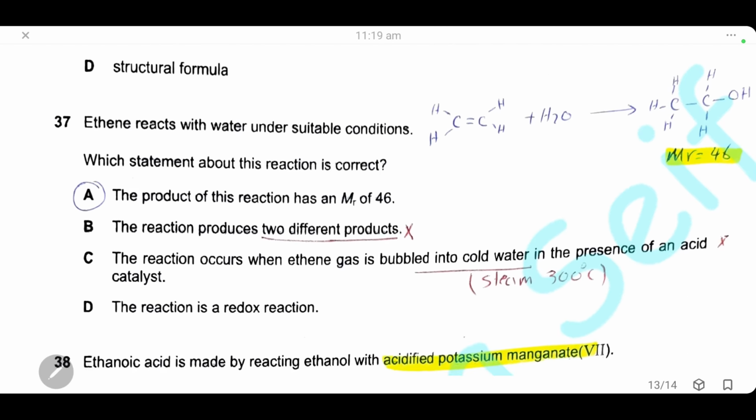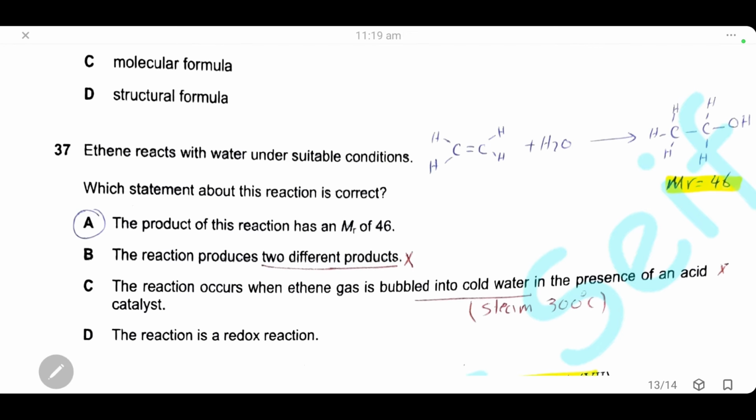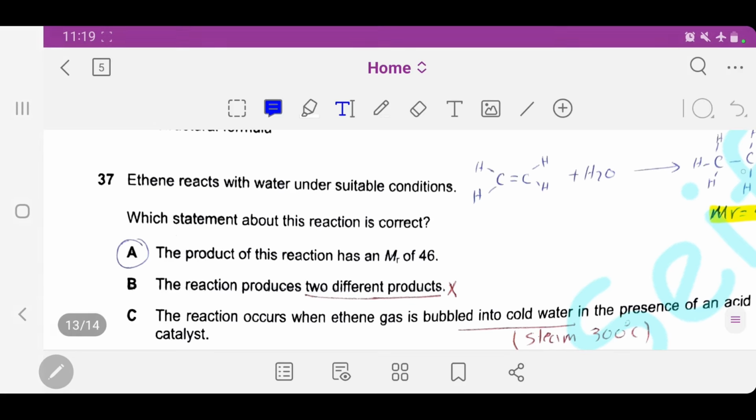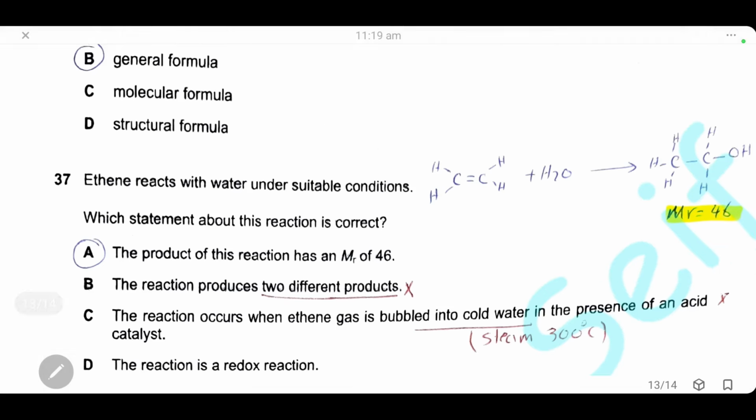Question 37. Ethene reacts with water under suitable conditions. Which statement about this reaction is correct? Here I draw the reaction of ethene, addition of water or hydration. The product of the reaction has an Mr of 46. So in addition of water to ethene, we will break the double bond, adding one H and one OH. And we will calculate the Mr for the product. It will be 46 as we can see, so A is correct.